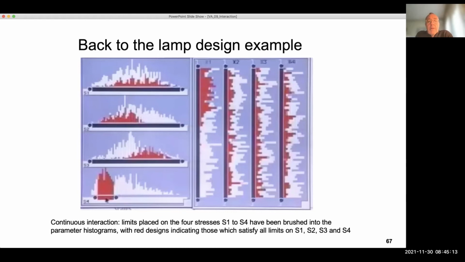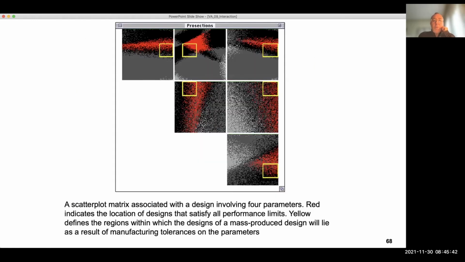And I won't go again through the video. I showed you this example from Bob Spence about the continuous interaction, to find some zone of interest for the engineer to design the pieces, the shape of the lamp that is satisfying all the limits on the stress. But I want to show something more. This is interesting, but a little bit far from the idea of visual analytics in general, but it's specific for engineering, mechanical engineering.